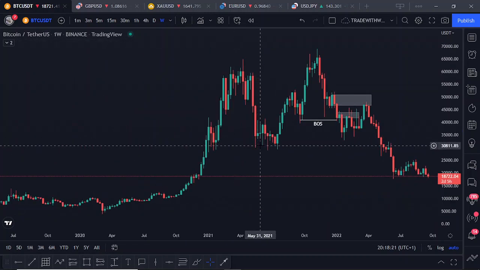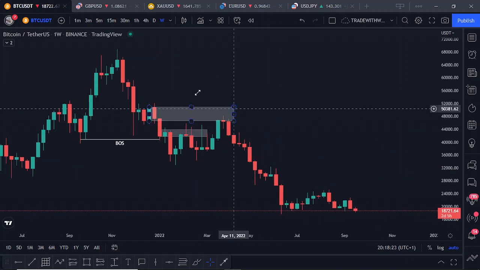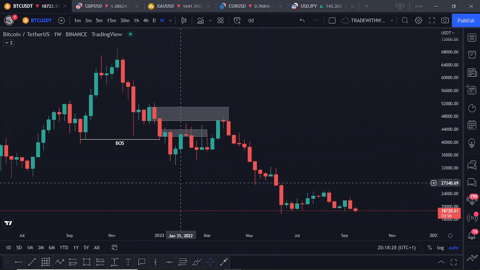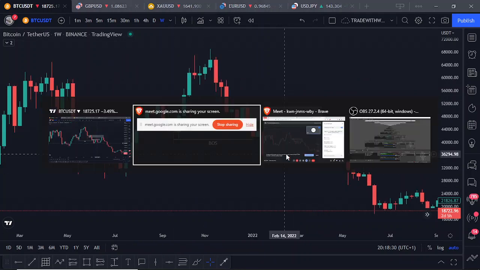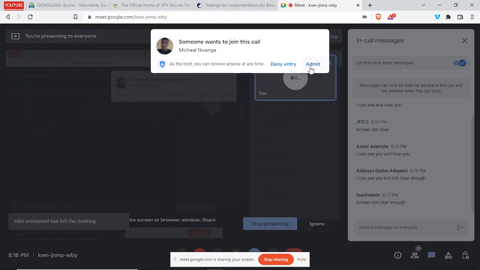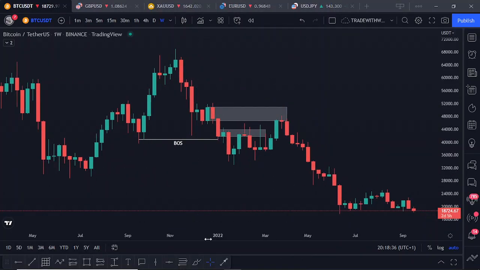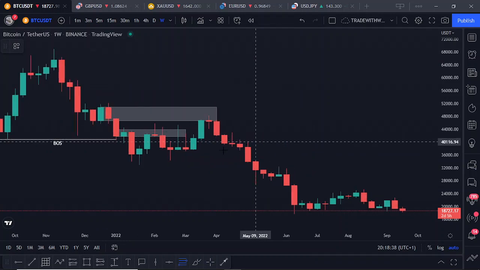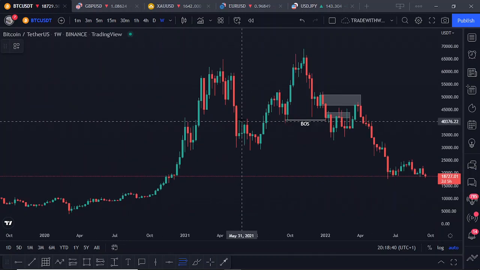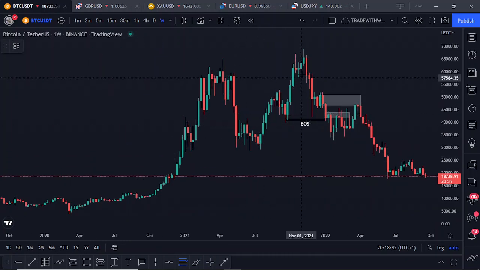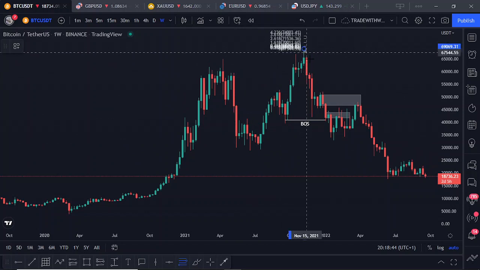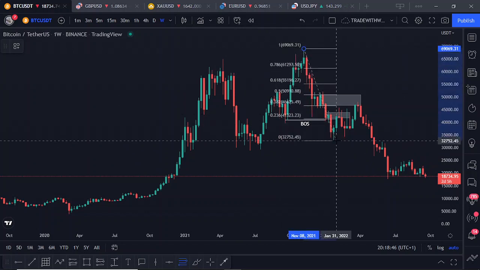This is where your confluence comes in, and you want to be sure of the supply zone you are using. Now let me add one confluence for you, which is the Fibonacci. Now, looking at Fibonacci here, how do you use a Fibonacci? If it's in a downtrend, you draw it from the highest point to the lowest point, if I'm correct. Yeah.